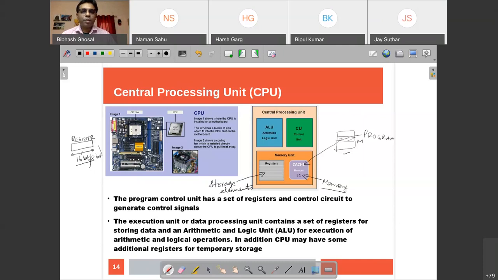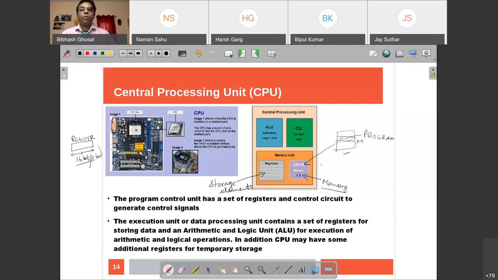So this is the concept: if I can have a faster memory inside the CPU, and I can keep some part of a program inside that memory, because that memory is within the CPU, I don't have to go outside the CPU and fetch them. I will be getting them quickly because they are inside the CPU itself. This is the basic idea of a CPU.